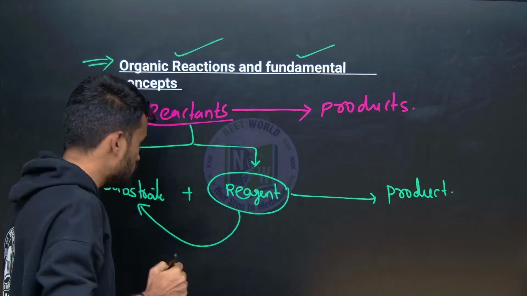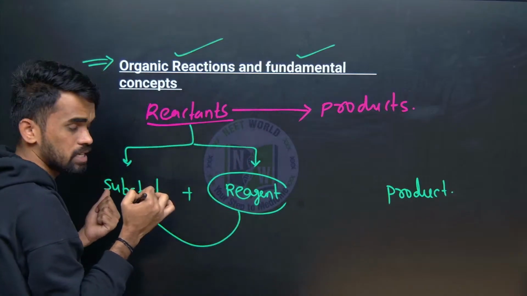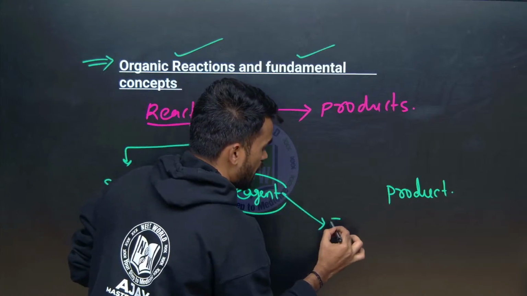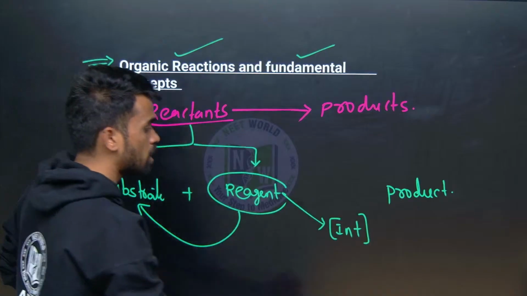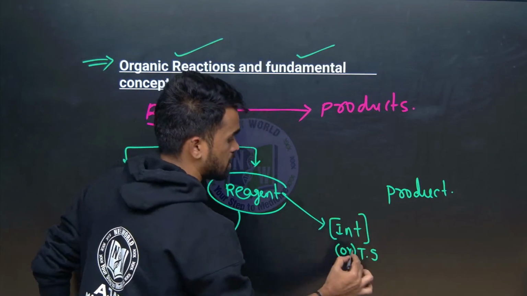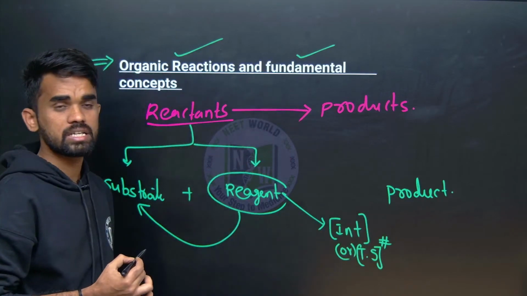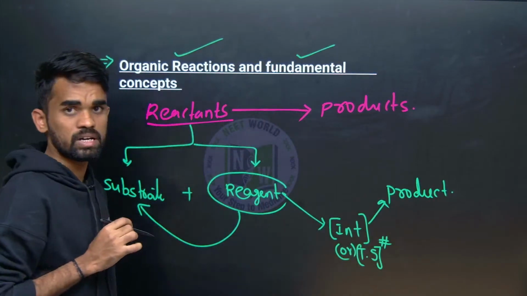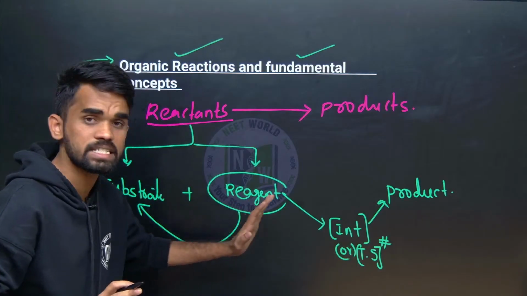During this conversion, from when the reactant is attacking the substrate, sometimes we will have something called an intermediate. In some reactions we will be studying about a transition state. So we will see an intermediate or transition state during the reaction, and finally it gives us the product. That is the final product I have mentioned here. Hope it is clear how the basic structure goes.